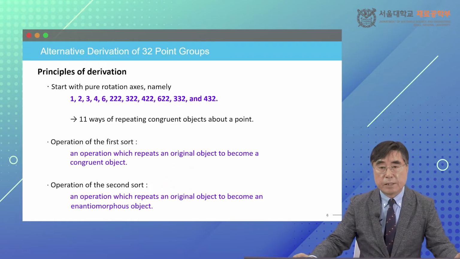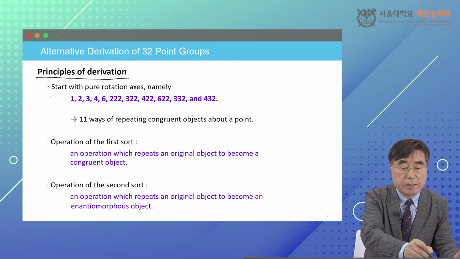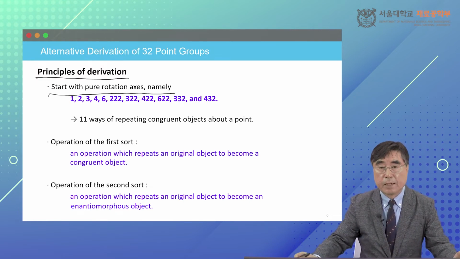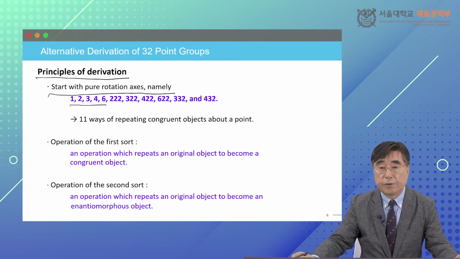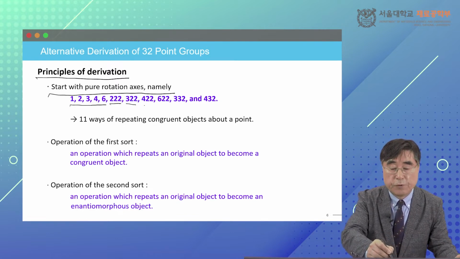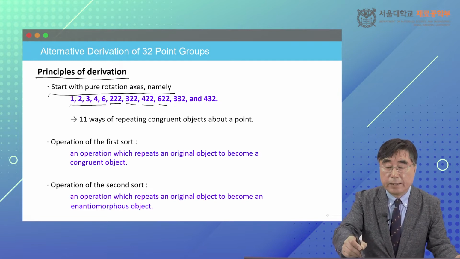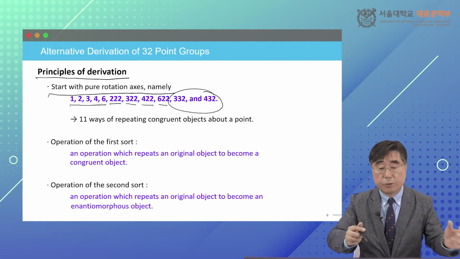With this in your mind, now I will derive these 32 point groups, and the principle of derivation is like this. Start with pure rotation axes. I explained to you already. There is one-fold, two-fold, three-fold, four-fold, six-fold. And in the multi-rotation axes, there are 2 2 2, 3 2 2, 4 2 2, 6 2 2. And there are 2 3 3 and 4 3 2, which belong to the multi-rotation axes of cubic crystal structures. And these are just composed by rotation operations.